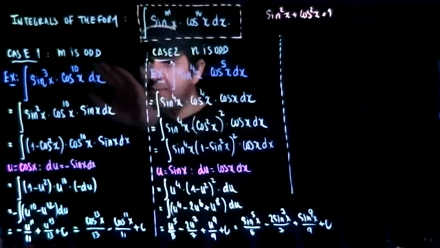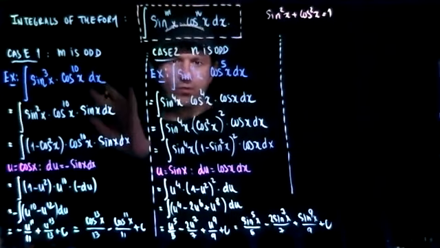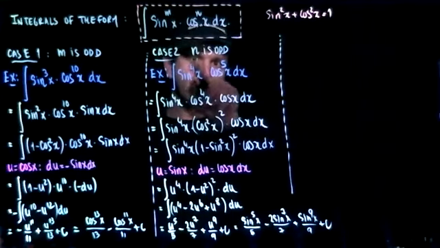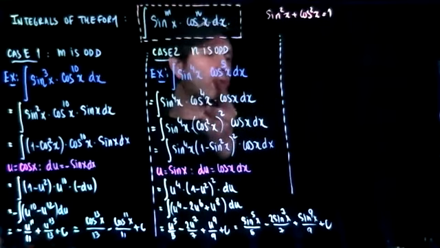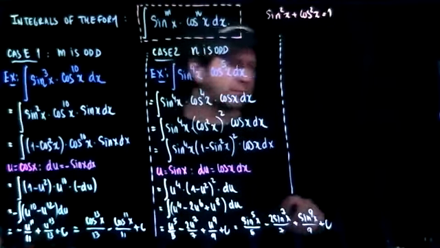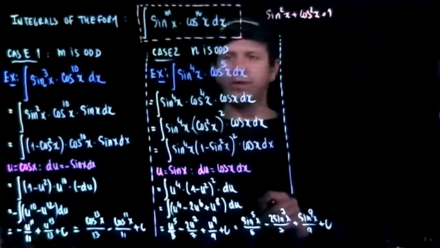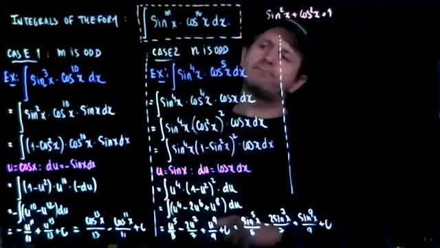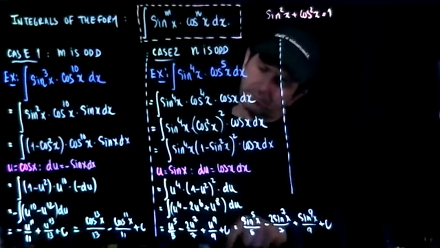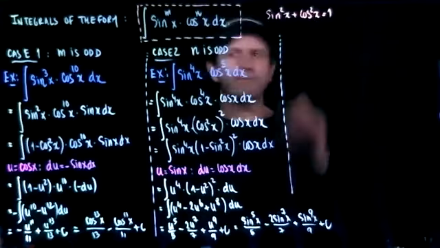So anytime m is odd, you save a sine x dx for your du. Anytime n is odd, you save a cos x dx for your du. What if both of them are odd? Well, you choose whichever you want. You're free. Both will lead you to the correct answer. What if none of them are odd? Good, that's my last case.